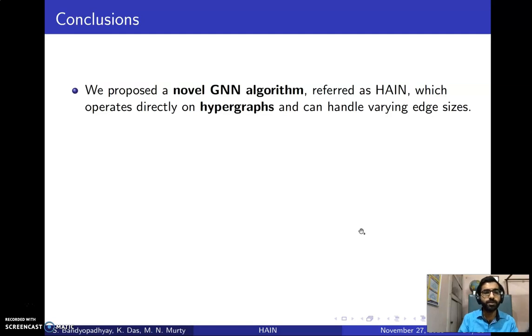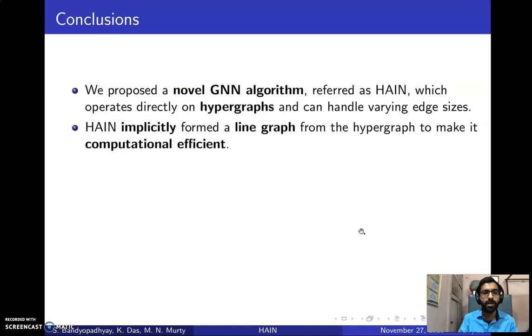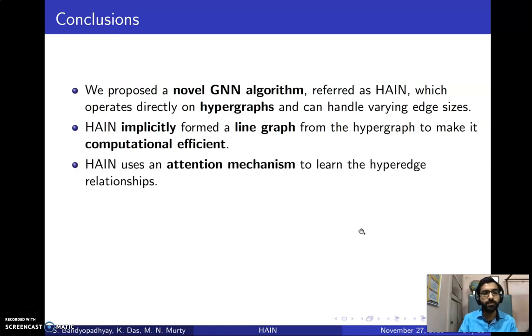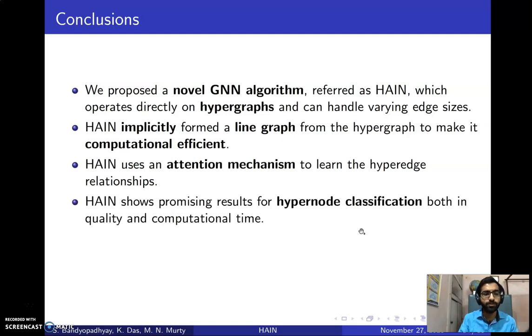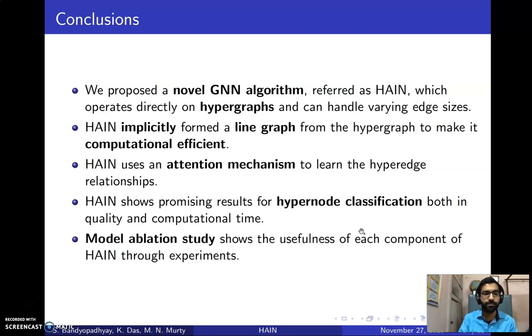So here are the conclusions. We proposed a novel graph neural network algorithm referred to as HAIN, which operates directly on hypergraphs and can handle varying edge sizes. HAIN implicitly formed a line graph from the hypergraph to make it computationally efficient. HAIN uses an attention mechanism to learn hyperedge relationships. HAIN shows promising results for hypernode classification, both in quality and computational time. The model ablation study shows the usefulness of each component of HAIN through experiments.